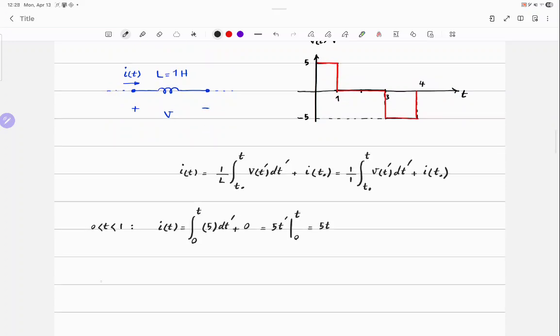Let's go to the next interval, t between 1 and 3. So it is equal to integral... What is the initial value? What is the initial time? 1. Remember, the last value of the previous interval is the initial value of the next interval. So what is the voltage in this interval? 0. And what is the initial current for this specific interval?